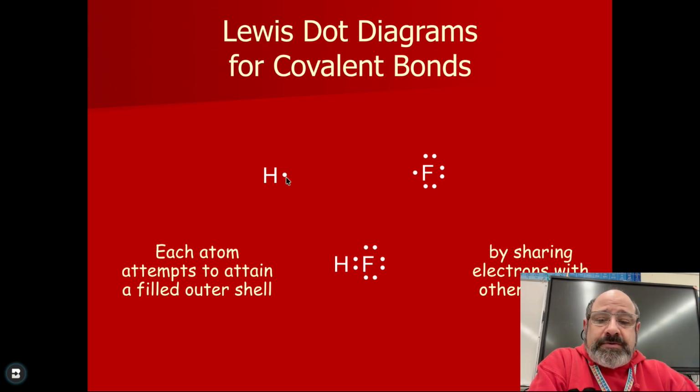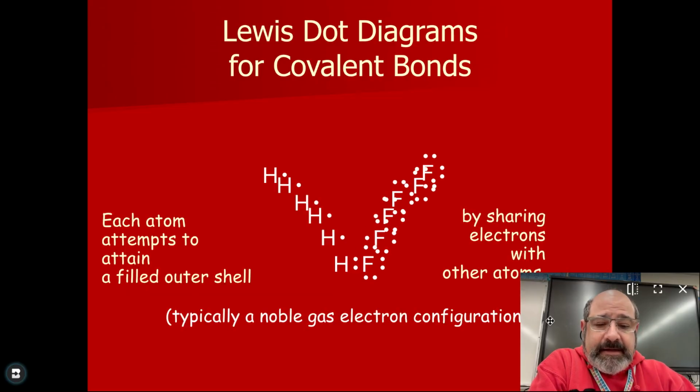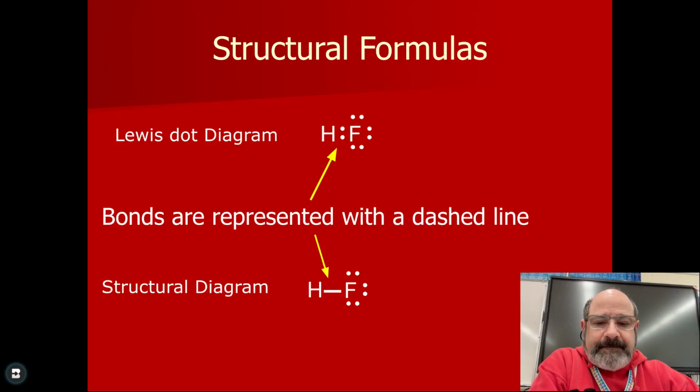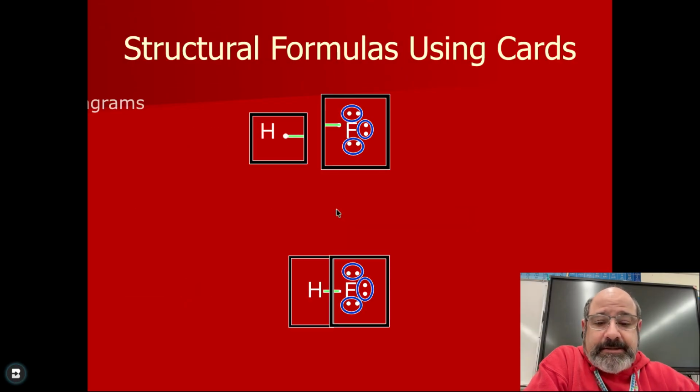So how do we draw Lewis dots? Well, we draw each of the elements and we combine them to get the noble gas electron configuration of 8. When we draw a Lewis structure, instead of 2 dots in the middle, we use a line to show that there's a bond, that those are electrons being shared in between these 2 atoms. So you draw a line for a bond. Each bond represents 2 electrons.